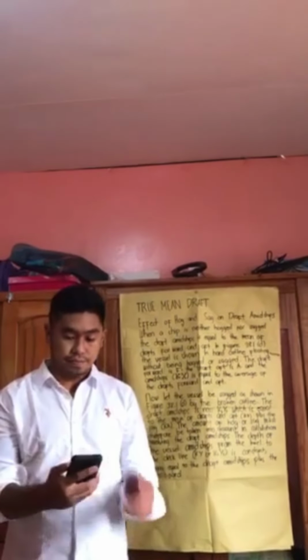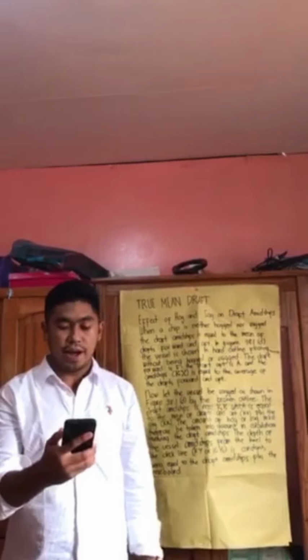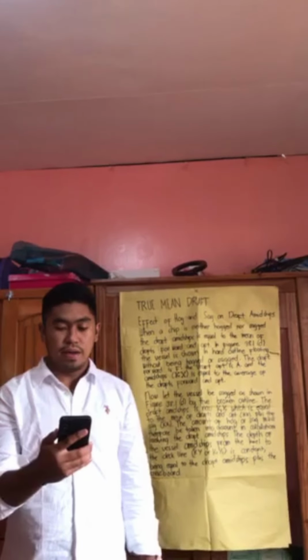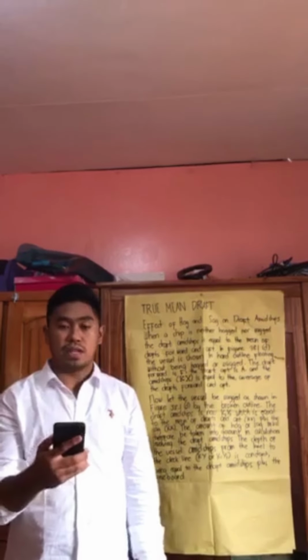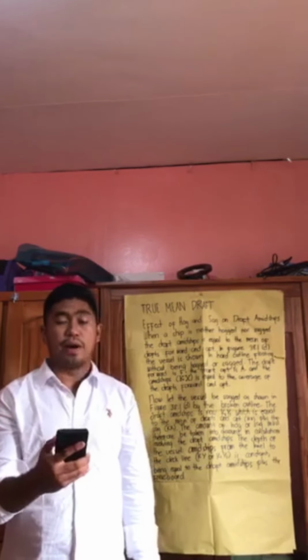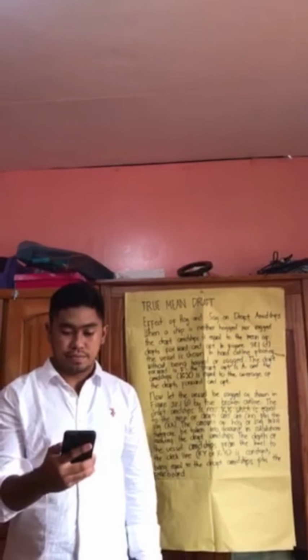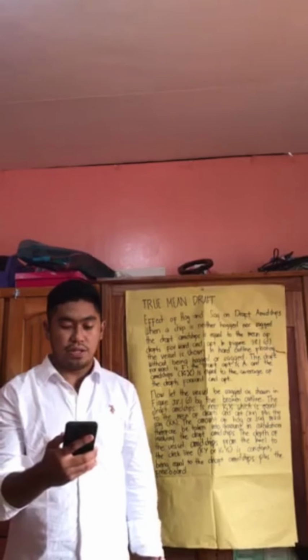True mean draft: the effect of hog and sag on draft. When a ship is neither hog nor sag, the draft amidship is equal to the mean of the draft forward and aft. In figure 38.1, the vessel is shown in hard outline floating without being hog or sag. The draft forward is F. The draft aft is A. And the draft amidship, Kx, is equal to the average of the draft forward and aft.